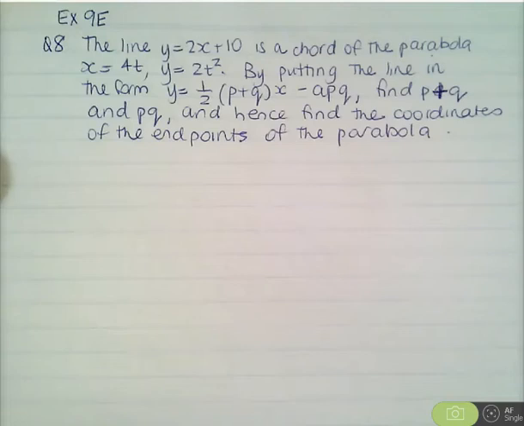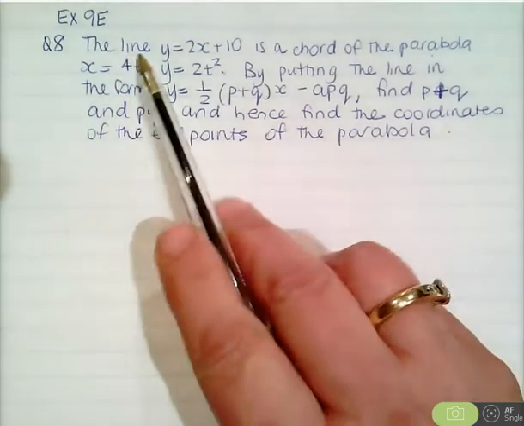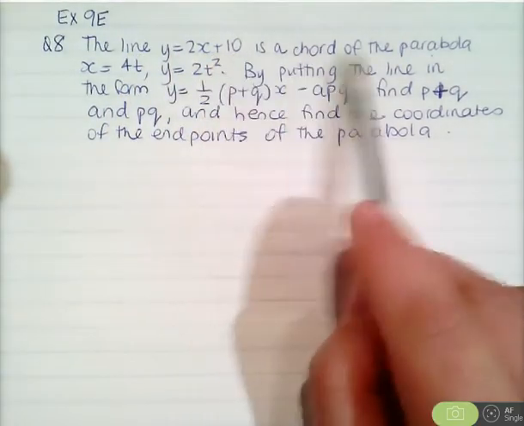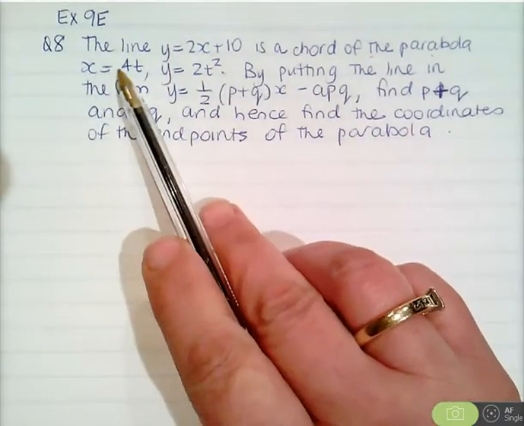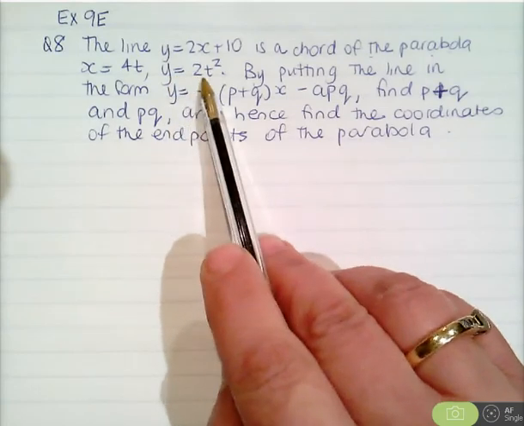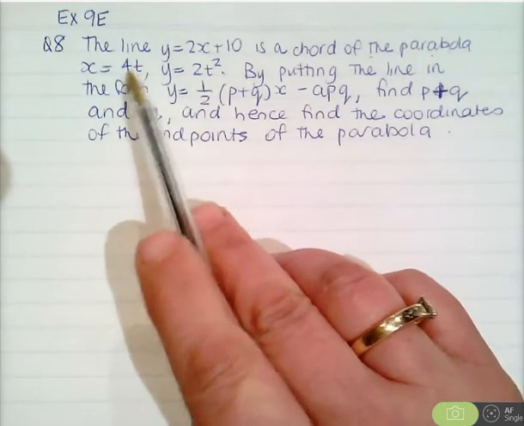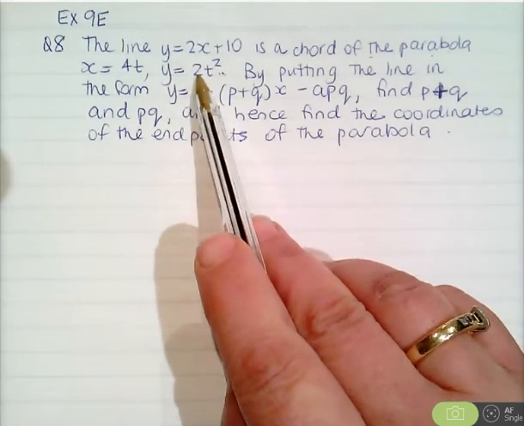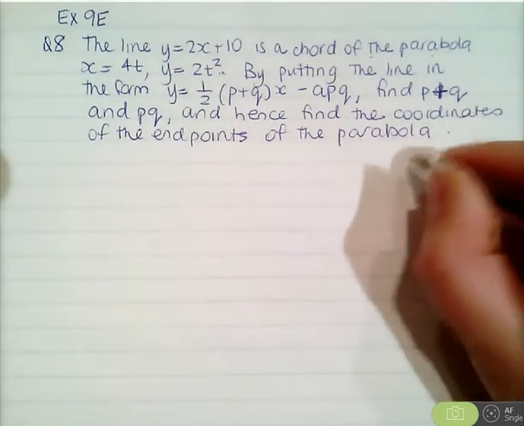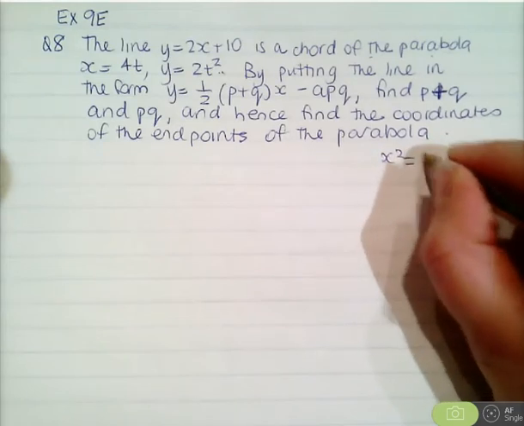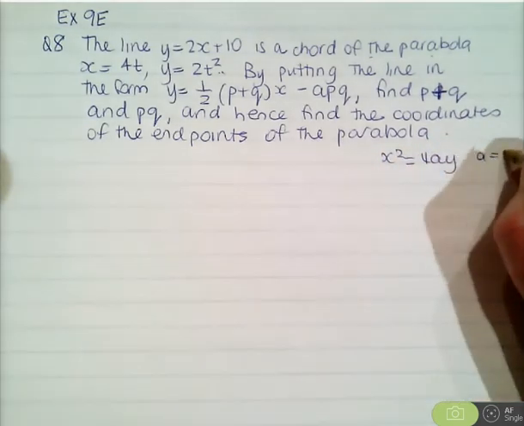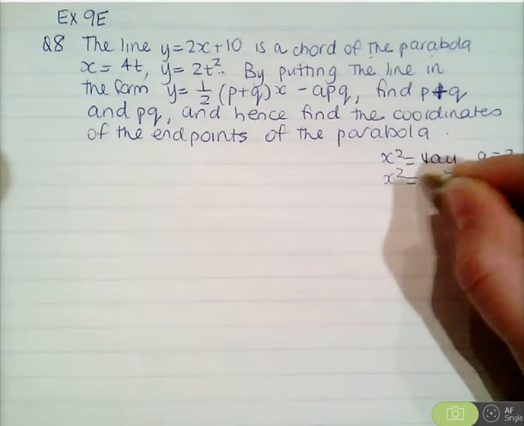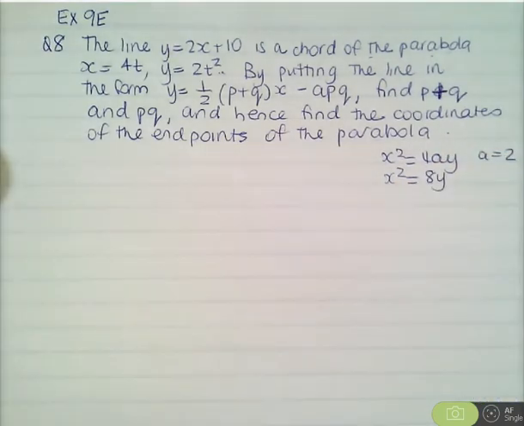Now, girls, this is exercise 9E again, question 8, okay? It says the line y equals 2x plus 10 is a chord of the parabola x equals 4t, y equals 2t squared. Now, this is x equals 2at, y equals at squared. It looks like a is 2. Remember, the parabola is of the type x squared is 4ay. We know that a is 2. This is the parabola x squared equals 8y, okay?